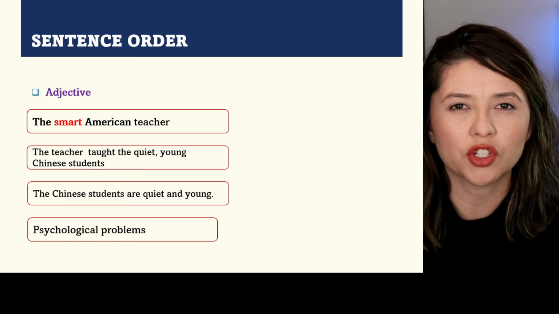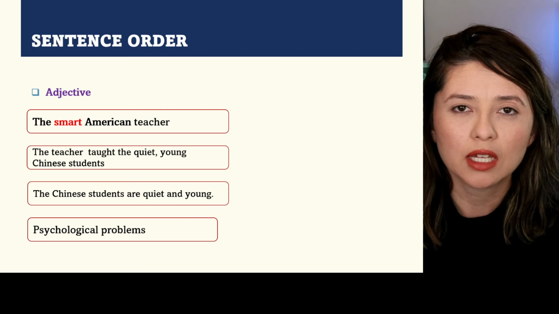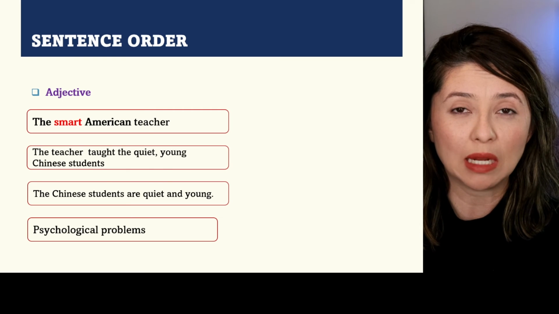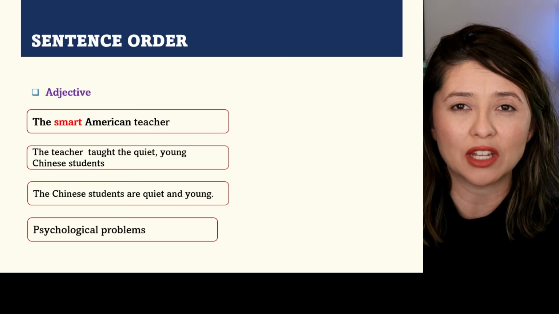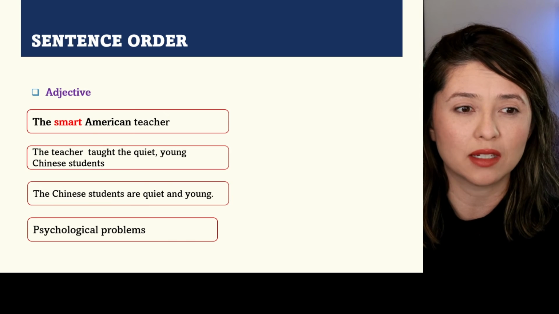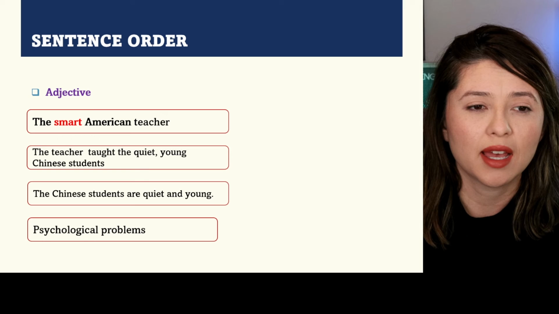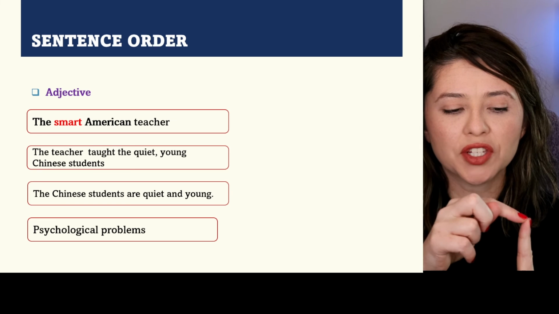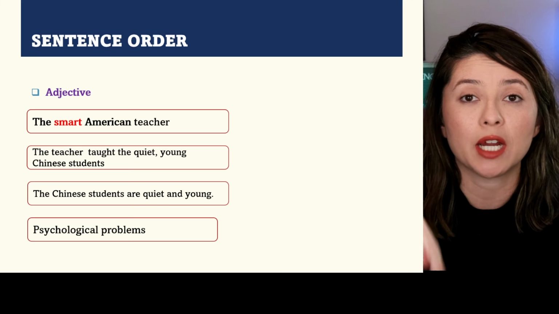So an adjective in English will most of the times come before the word it's describing. So, the smart American teacher. I have 2 adjectives here, and I'm talking about adjective order, but because this lesson is not about adjectives, but sentences, I'm not gonna go into depth about adjectives. But the smart American teacher, which is an adjective of opinion, comes first, and then American, nationality, and then teacher. So I have 1 adjective describing another adjective. So smart is describing the American teacher.